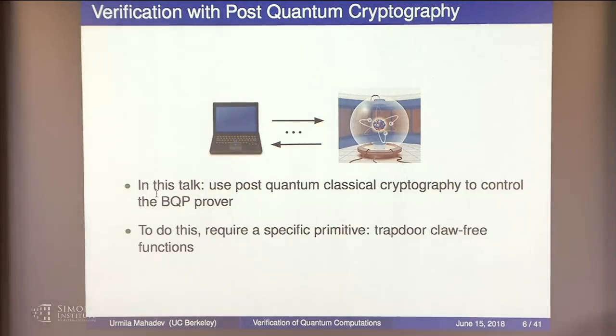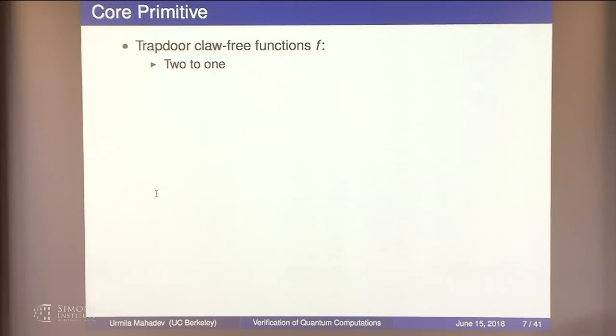To do this, I'll require a specific post-quantum crypto primitive called trapdoor claw-free functions. So first, let me define what this is. It came up briefly yesterday, but I'll define it again here. Okay, trapdoor claw-free functions. So the first thing is they're 2 to 1.